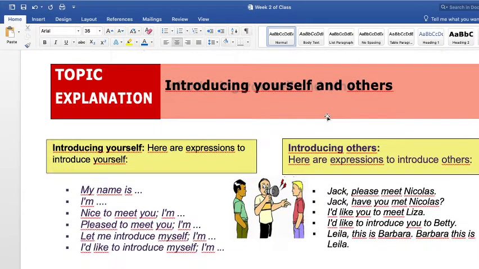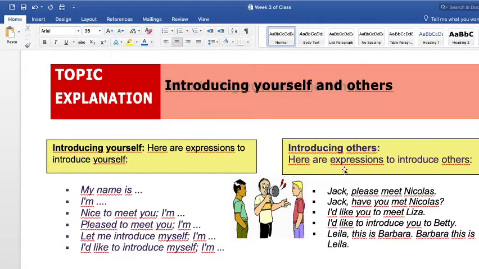Introduce yourself and others. Introduce yourself. Here are some expressions to introduce yourself. You can practice. My name is. I'm. Remember that this is the contraction of the verb be in affirmative. I'm. Nice to meet you. I'm Roberto, for example. Pleased to meet you. I'm, and then you say the name of the person. Let me introduce myself is another phrase that you can use. I'd like to introduce myself. I'm. These phrases you can use to introduce yourself, because you are going to record either a video or an audio, and then you're going to upload it to Edmodo.